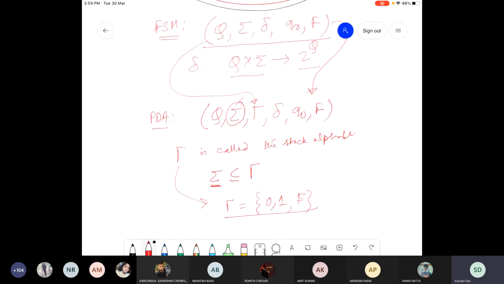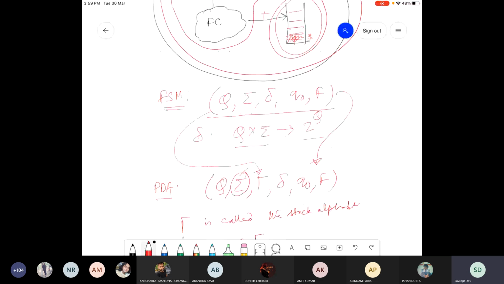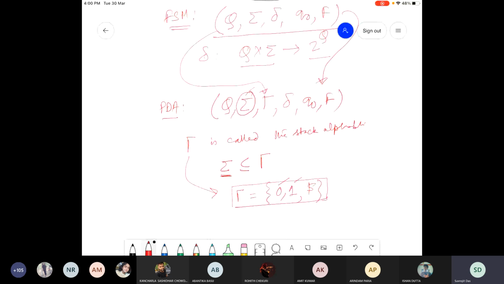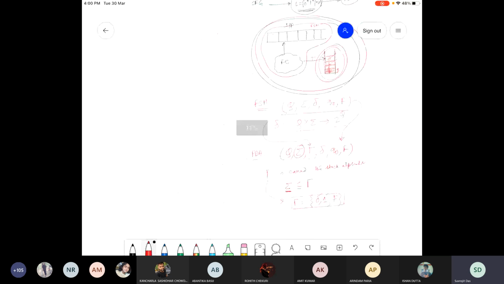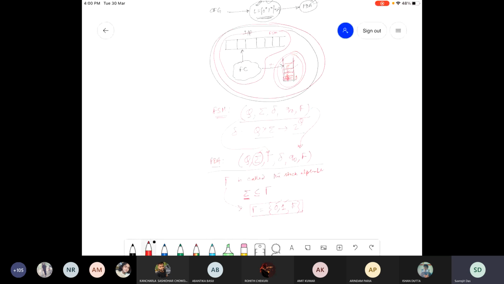Tau is the stack alphabet. That means only these symbols. If tau is 0, 1 and dollar, then these are allowed to be pushed on the stack. That is what I mean. So you can push a 0, you can push a 1, you can push a dollar, you can pop a 0, you can pop a 1, right? Popping a dollar doesn't have any value, it doesn't have a meaning. So if your concepts are clear, the definition of a PDA becomes extremely clear, right?